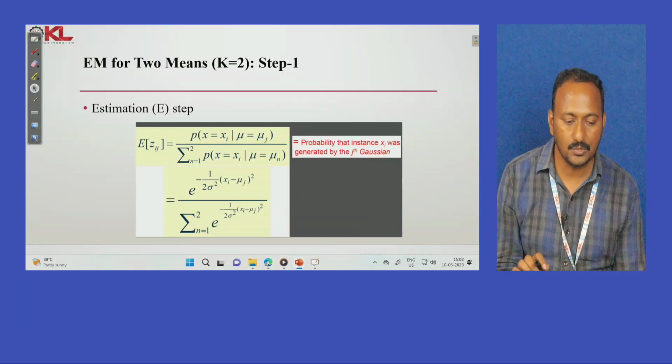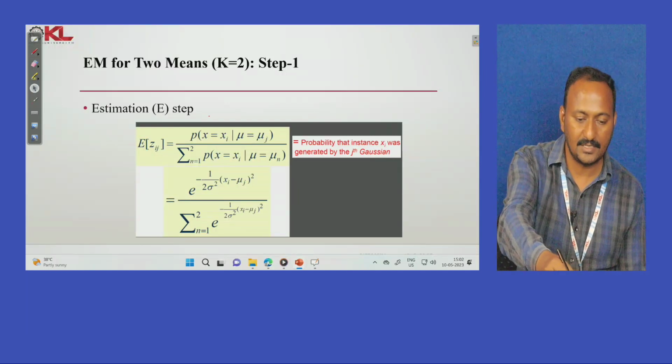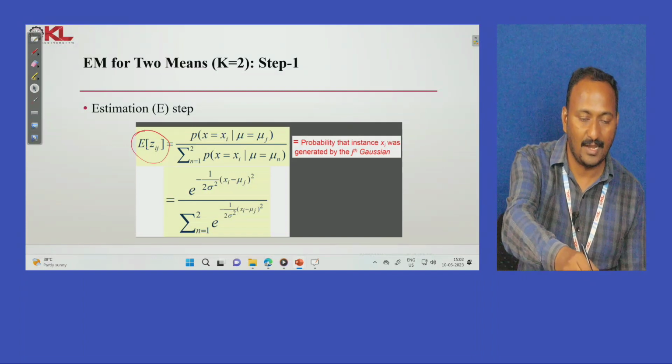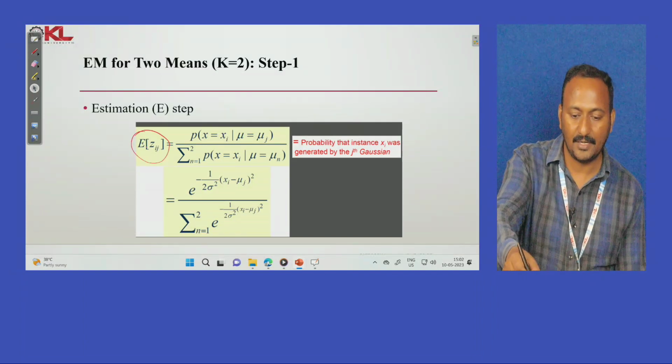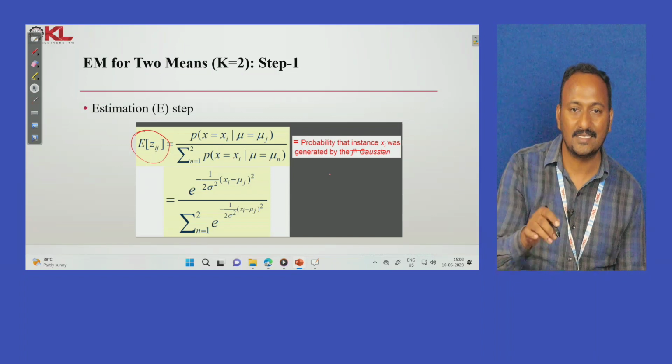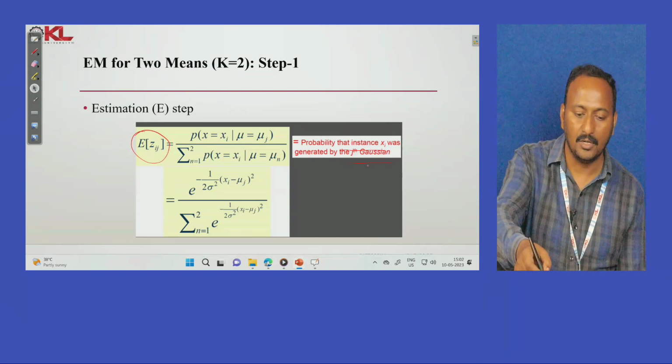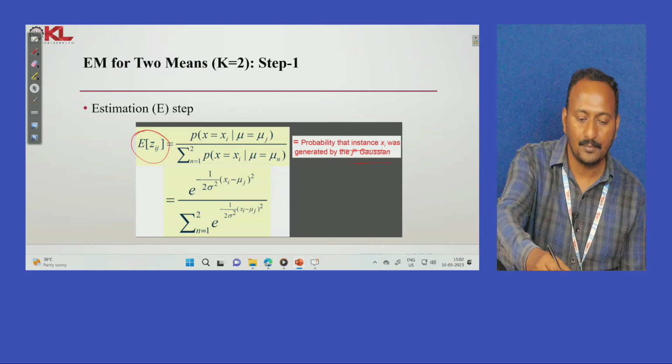We are using these two steps. In the estimate step, in the first step we are considering the estimation of our z values. Here the z values are estimated by the probability that instance xi was generated by the jth Gaussian. How are we calculating that? We simply use our probability density function to find these things.